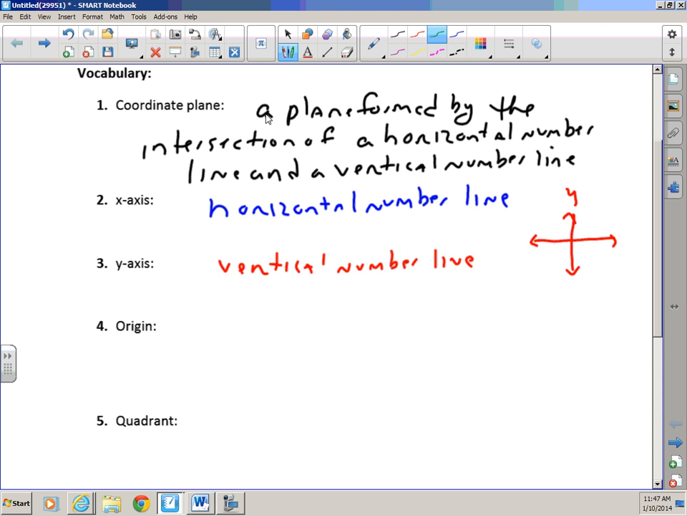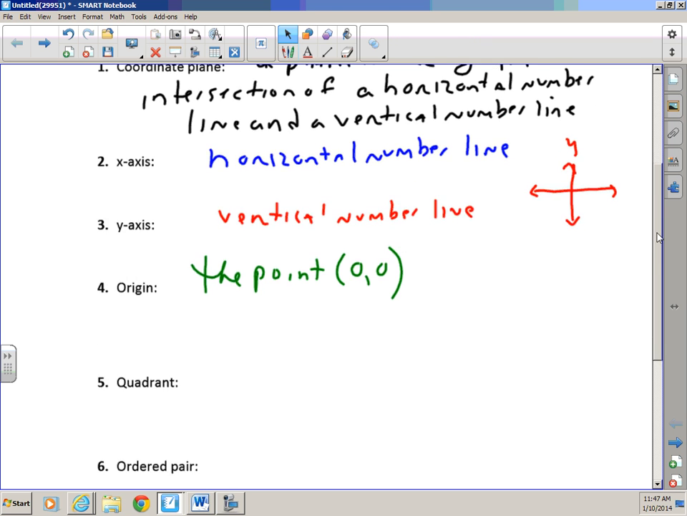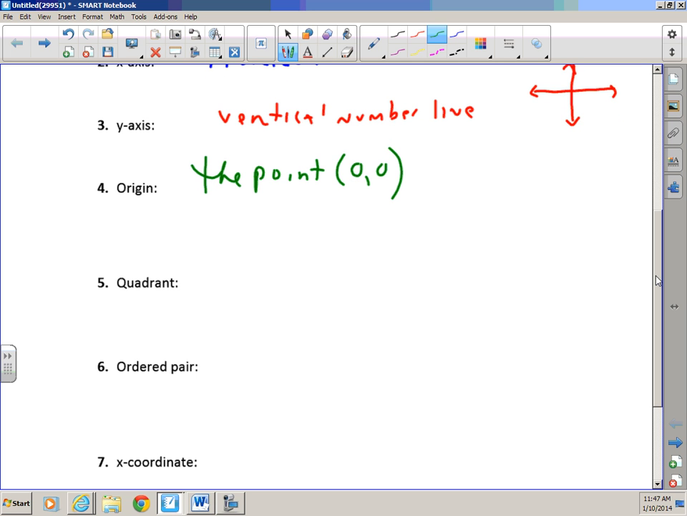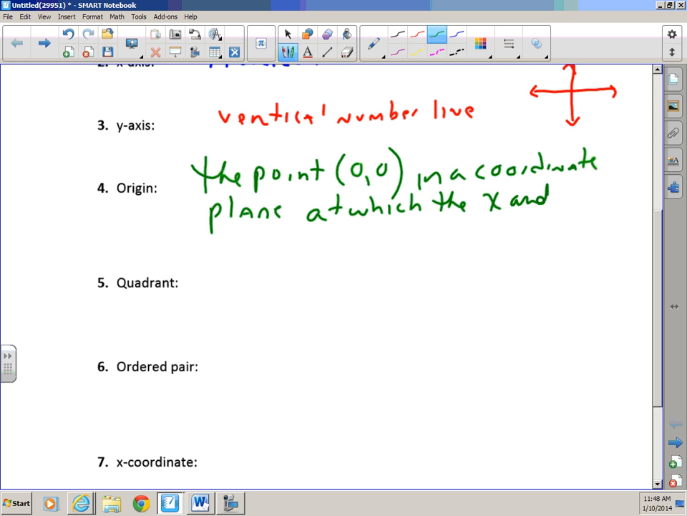The origin is the point in a coordinate plane which has a coordinate of 0, 0, at which the x and y axes intersect.